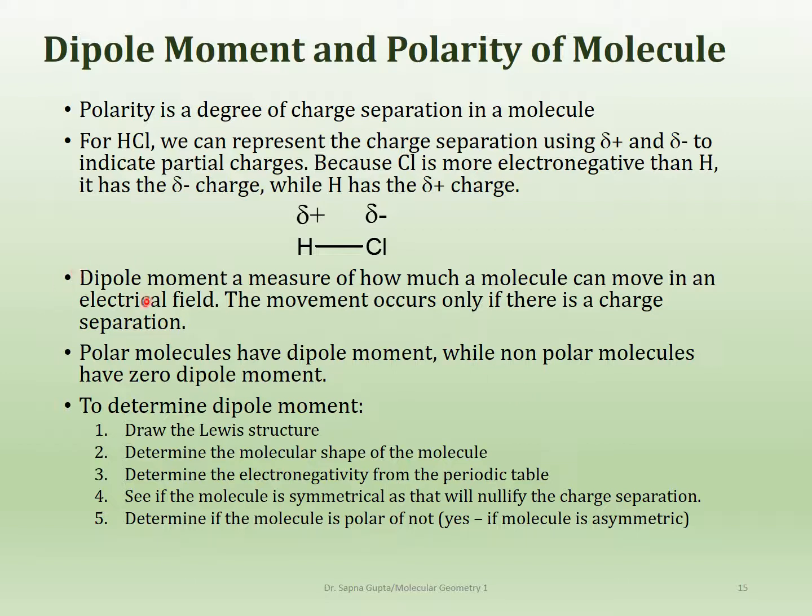Technically speaking, dipole moment is a number, because it is a measure. But we're not worried about that. We are worried about whether something is polar or nonpolar. So how are you going to determine if something has a dipole moment, or whether a molecule is polar or not? These are the steps that you need to follow. And if you follow this diligently, you're not going to get it wrong.